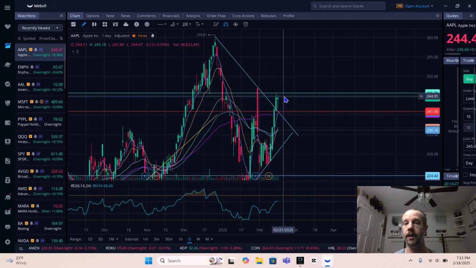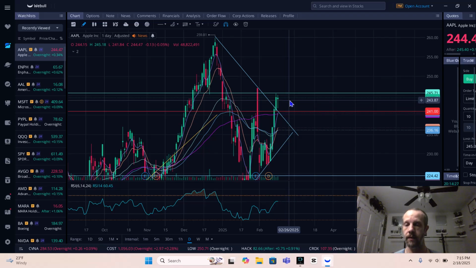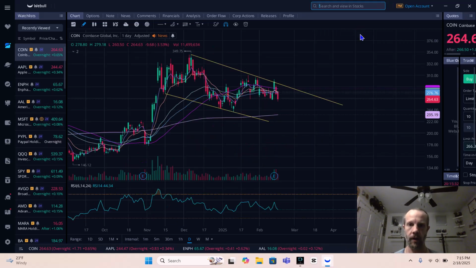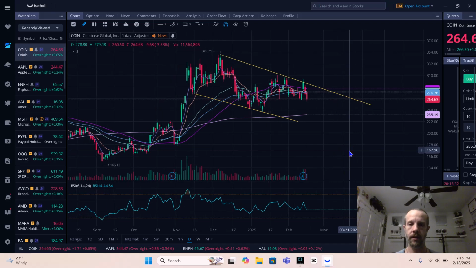It might consolidate for a few days in this range before it decides a direction too, but another one that we're going to keep an eye on. Keep watching for now. All right, let's go over to Coin here.